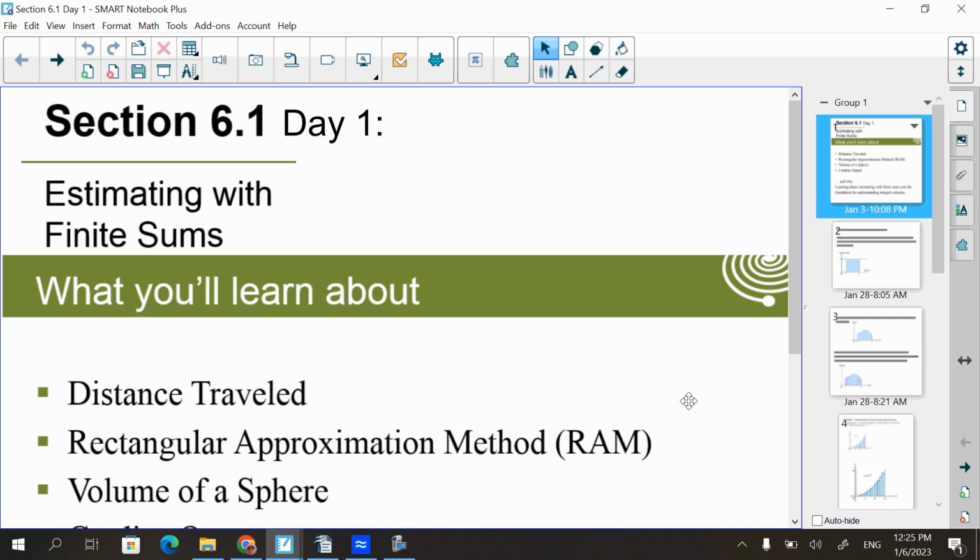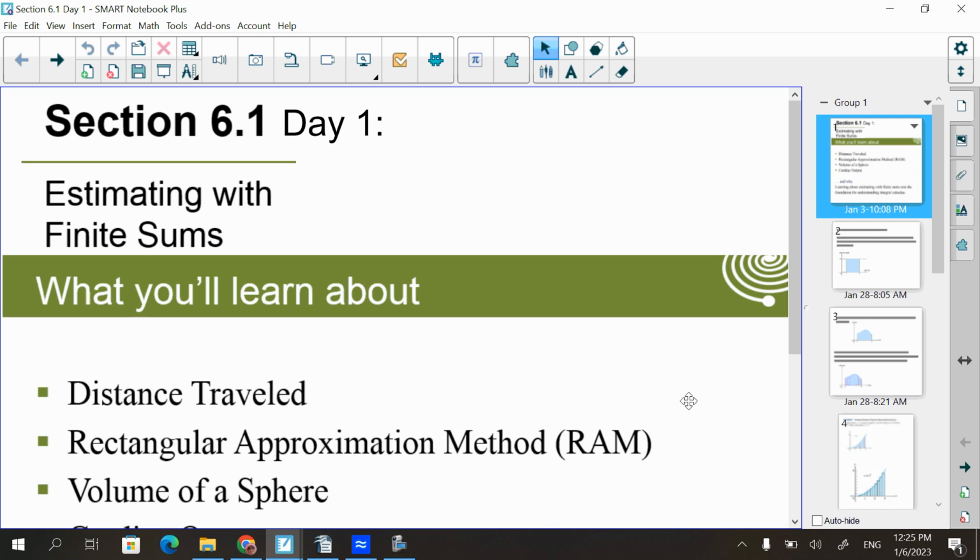Today what we're going to do is a skill that is learning to estimate with a finite sum. Now, there are finite sums and there are infinite sums. Finite sums means you know how many things you're adding. Infinite sums means you don't know. You're adding up an infinite number of things. We'll do both of those, but today it's finite sums, okay?